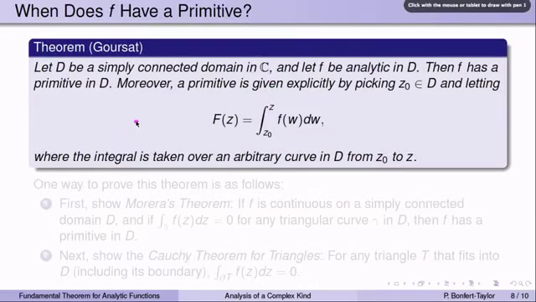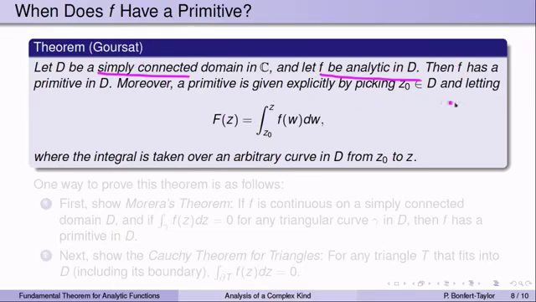A function that has a primitive has integrals that can be evaluated over paths really simply. We're just taking the primitive and evaluating it at the endpoint minus the primitive at the original point of the curve. So what functions have primitives? Here's Goursat's theorem. Given a simply connected domain D in a complex plane and an analytic function f in D, this function f has a primitive. The big assumption in here is that D needs to be simply connected.